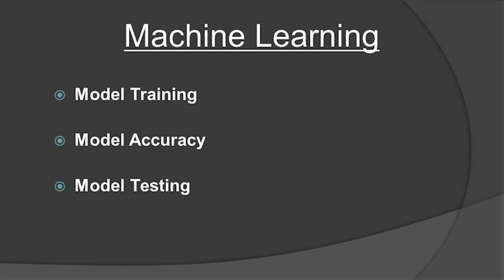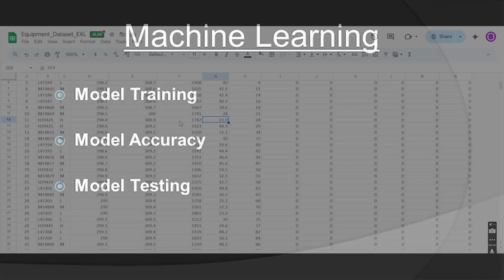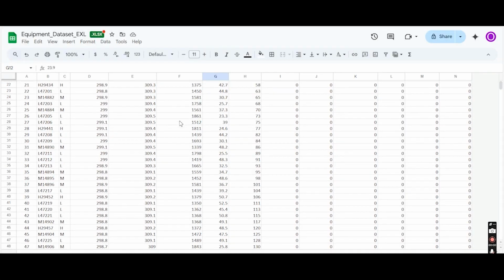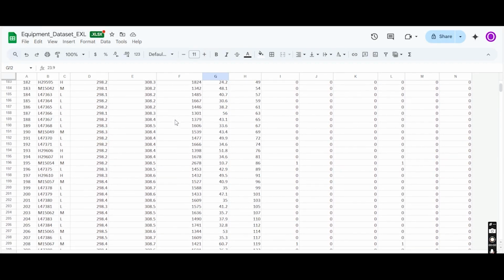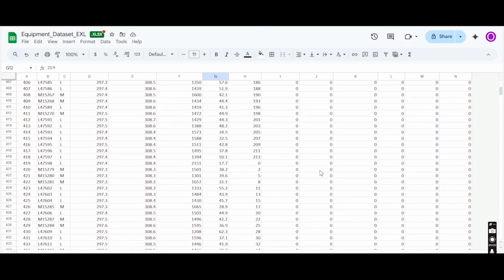Let's prepare the machine learning model, train it, verify it, and test it, based on real-time data being received from the digital twin. Here is a source file based on past data. Using it, we will train our machine learning model.